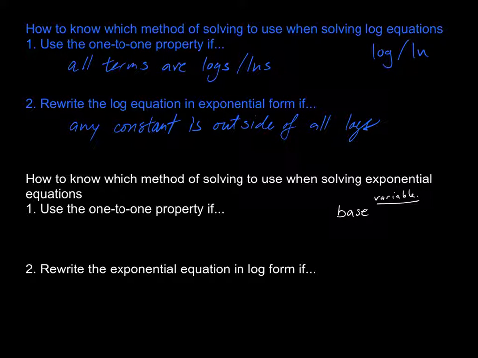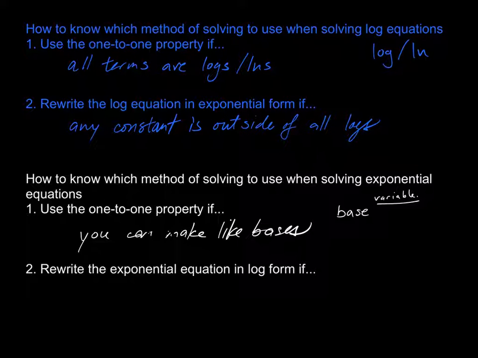So now to move on to exponential equations, you will want to solve the exponential equations using the one-to-one property if you can make like bases. So if you see that both bases in an exponential equation can be rewritten as a base 2 or a base 3, 4, 5, or 6, or maybe even 7, then you should rewrite them as the same base, and that way you can eventually set the exponents equal to each other.